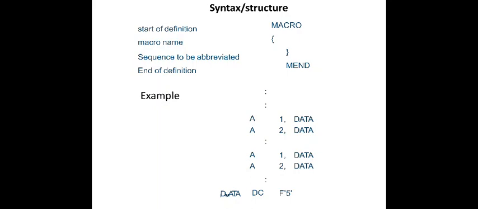When coming to the syntax or structure of a macro, it has four important parts: the start of the definition, the name of the macro, the sequence to be abbreviated, and the end of the definition. For this, we'll have an example in the next slide.